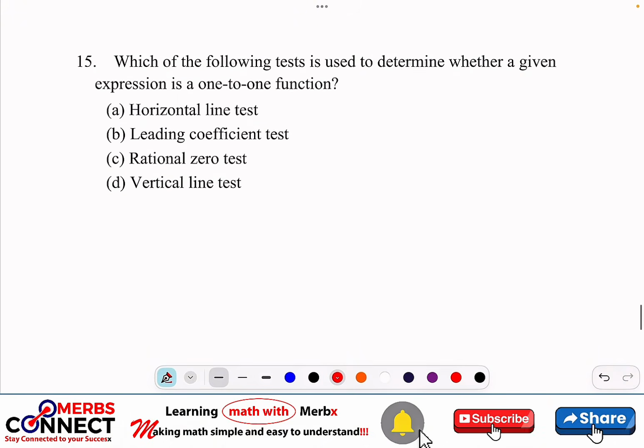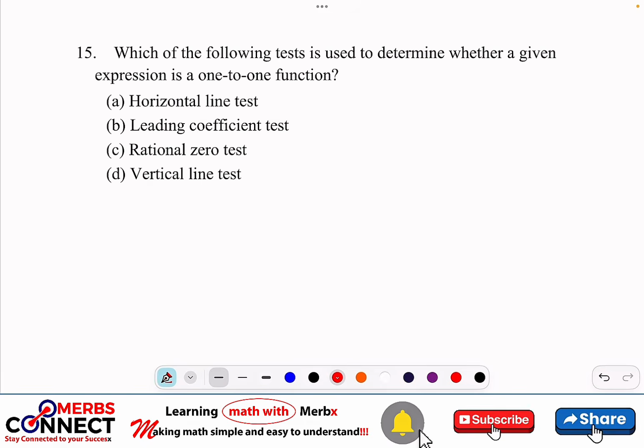6 more to go. Now, which of the following tests is used to determine whether a given expression is 1 to 1? Okay. So for 1 to 1, we need to recall that we have two of them. We have the horizontal line test and we have the vertical line test.